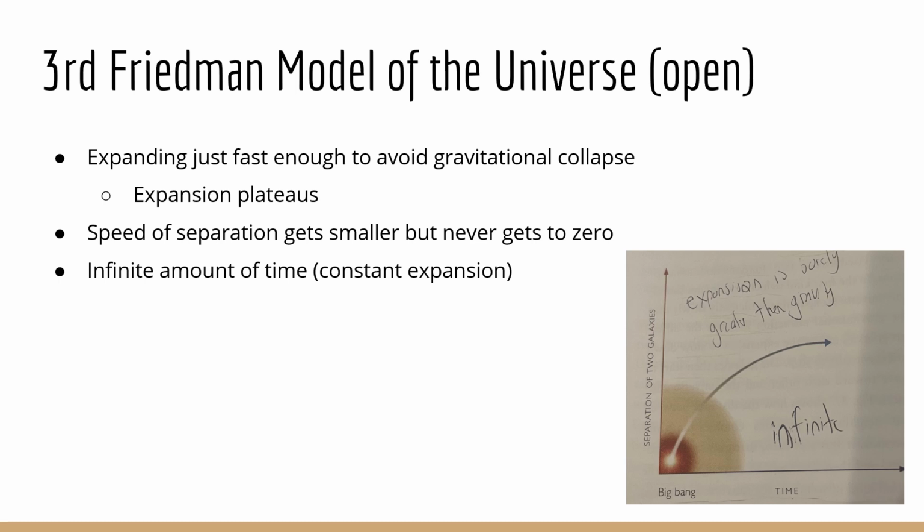The third model of the universe is also open. And this one says that the universe is expanding just fast enough to avoid gravitational collapse. But eventually, at one point, the expansion plateaus. So the universe is still expanding, but it's just not expanding faster. The speed of separation gets smaller, but never gets to zero. And this takes an infinite amount of time due to constant expansion.